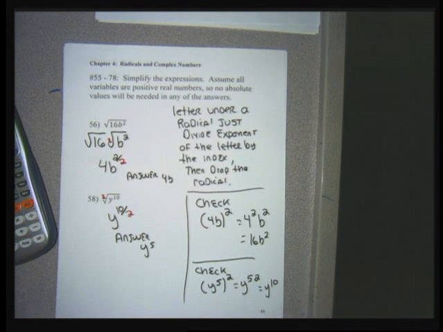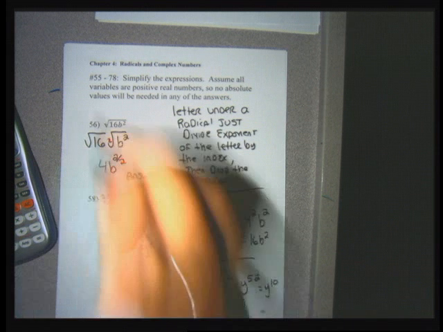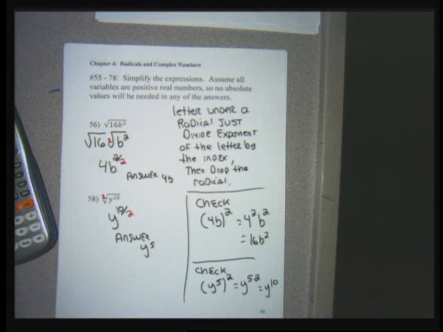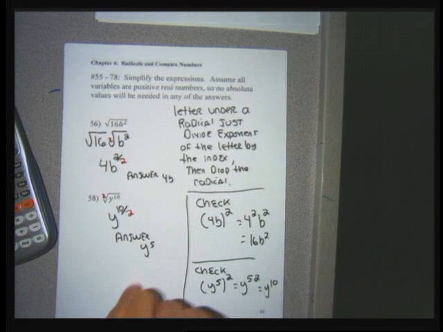So for each of the problems between 55 and 78, I'm going to do the numbers and the letters separately. The numbers, if I can't do them in my head, I'll use my calculator. And the letters, I'm going to divide by the index. Square roots are the only ones that are a little bit tricky because the index is 2 and it's not written.